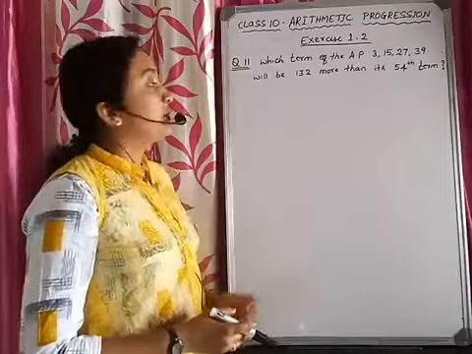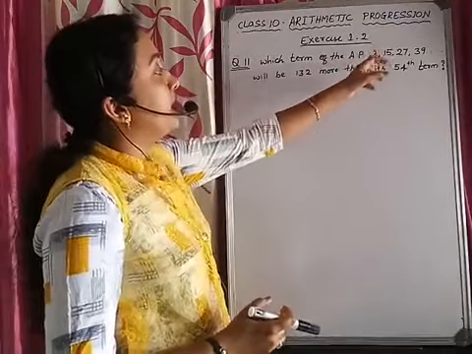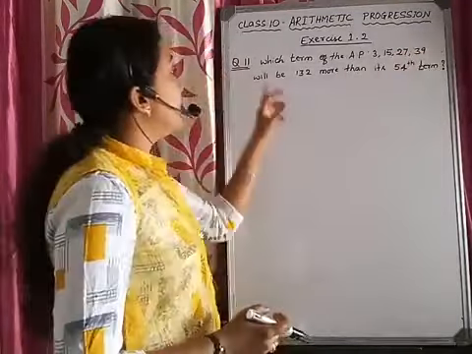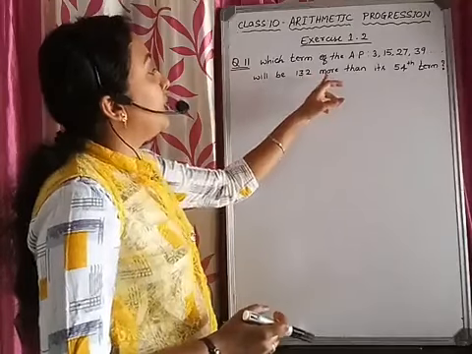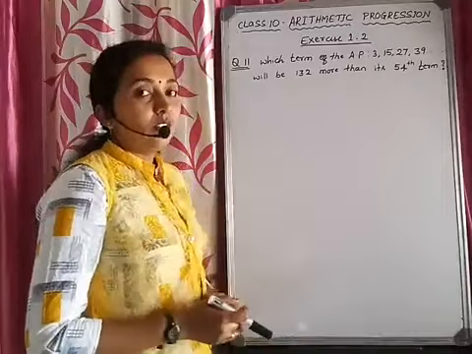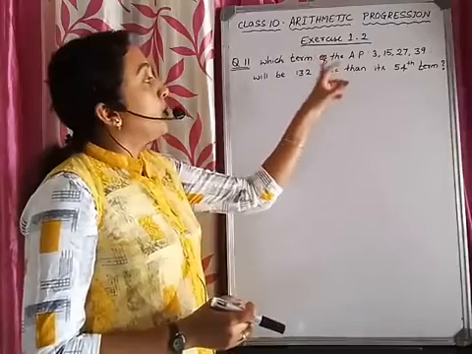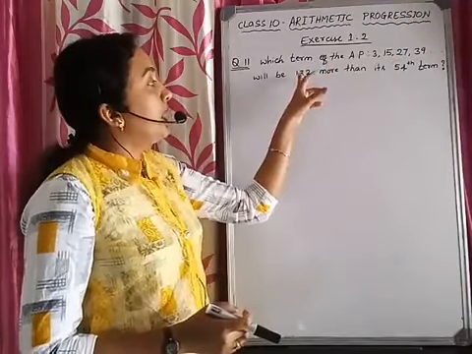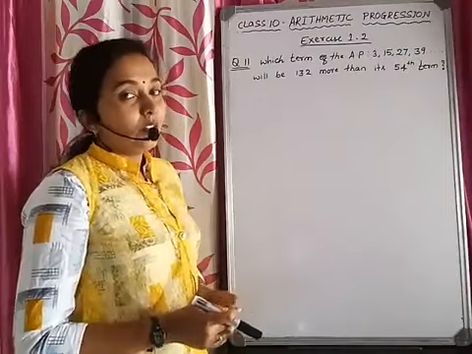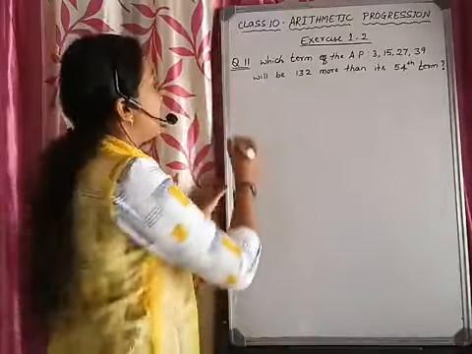The 11th question is: which term of the AP 3, 15, 27, 39, etc. will be 132 more than its 54th term? Here we have to find the term which is 132 more than its 54th term. Do you understand the question, children? Yes. So let us go for the solution.